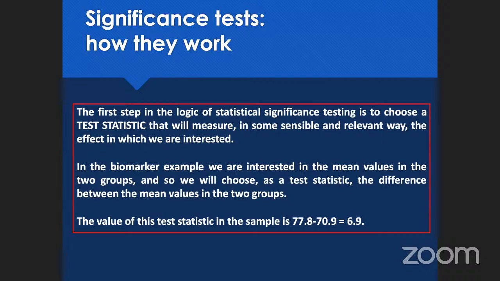So the first step in the logic of statistical significance testing is to choose a test statistic that will measure, in some sensible and relevant way, the effect in which we are interested. So in the biomarker example, we are interested in the mean values in the two groups. And so we will choose as our test of statistical significance the difference between the mean values in the two groups. So the value of this test statistic for the sample, subtracting the first group from the second group, is a difference of 6.9.